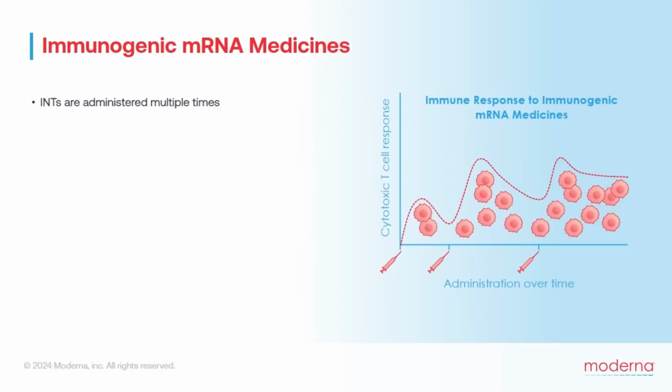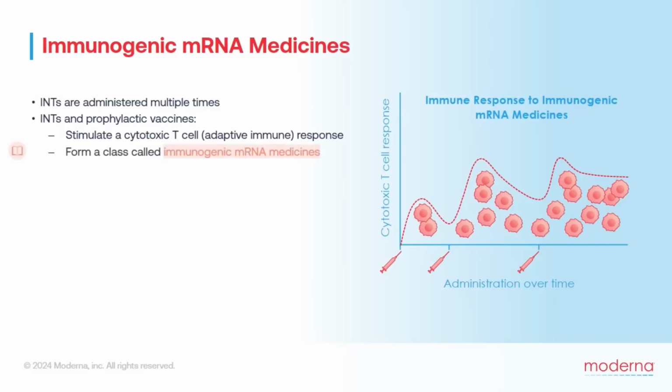To generate a cytotoxic T-cell response in the patient, the therapy must then be administered by multiple intramuscular injections days to weeks apart. So, similar to the way prophylactic vaccines are designed to activate our adaptive immune system to recognize a potential pathogen, individualized neoantigen therapies are designed to stimulate a cytotoxic T-cell response against cancer cells already in our body. Thus, the goal of both prophylactic vaccines and individualized neoantigen therapies is to generate an adaptive immune response. Together, they form a class called immunogenic mRNA medicines.